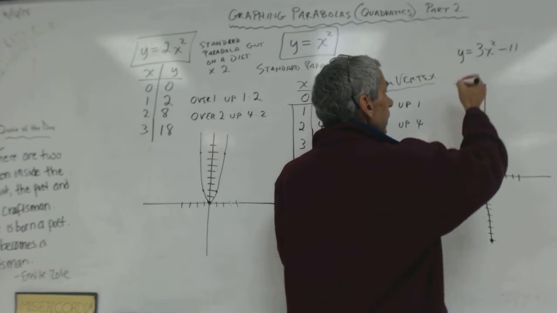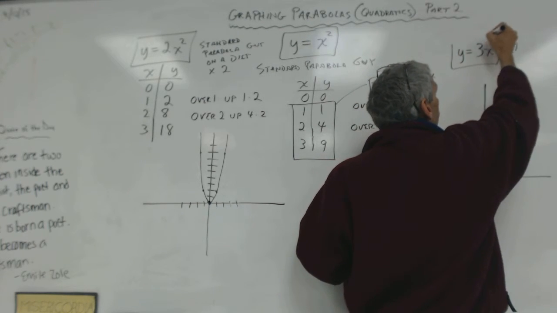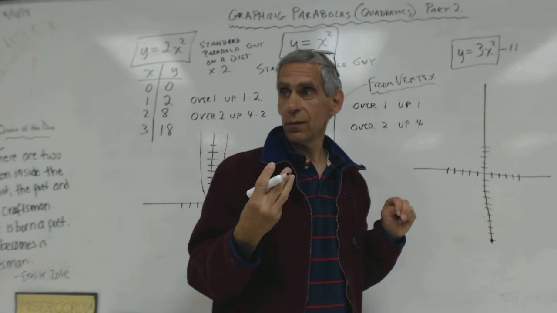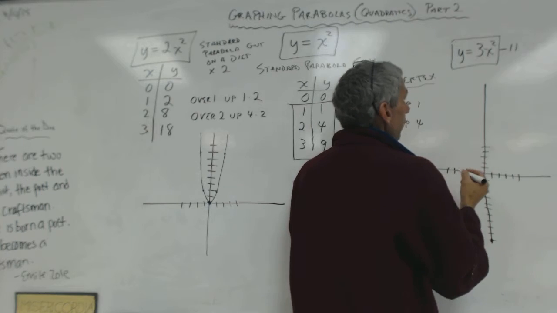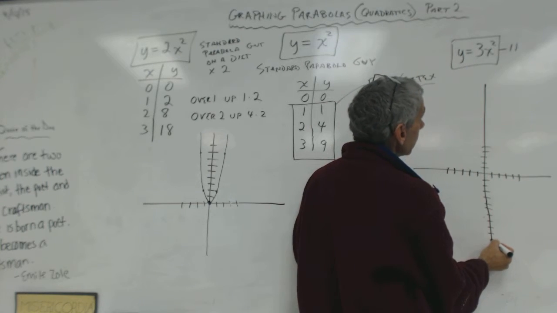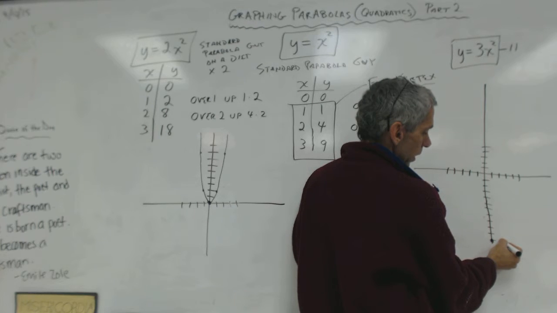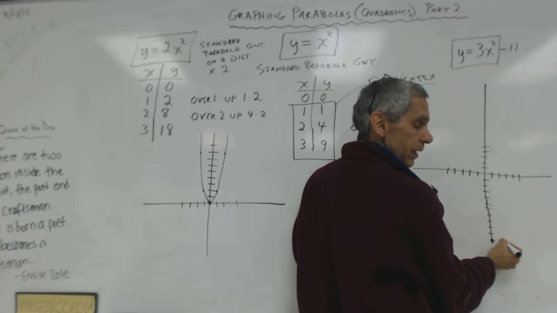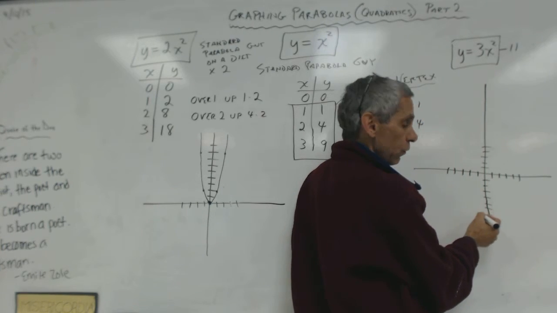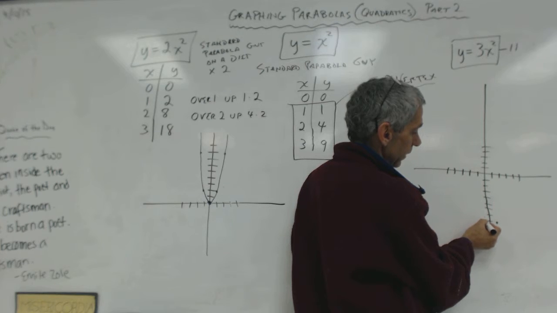And I look at this, and I see, oh, it's standard parabola times 3. Okay, you with me? So I'm going to go down 11. I'm starting here as though this is my origin. I'm going to go over 1, up 1 times 3, so I'm going to go up 3. 1, 2, 3, put a dot. And I'm going to immediately jump over 1 over here and put a dot at the same place.